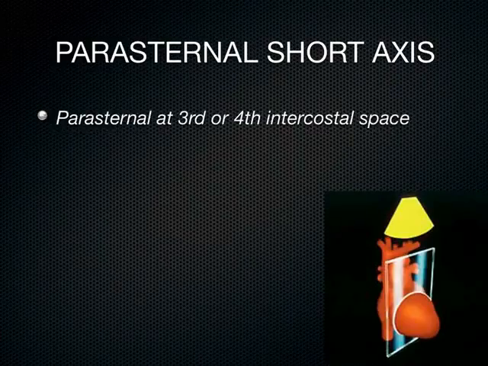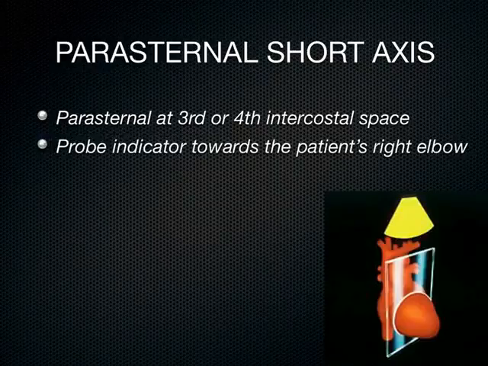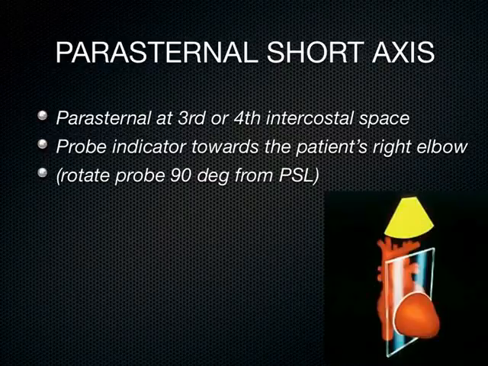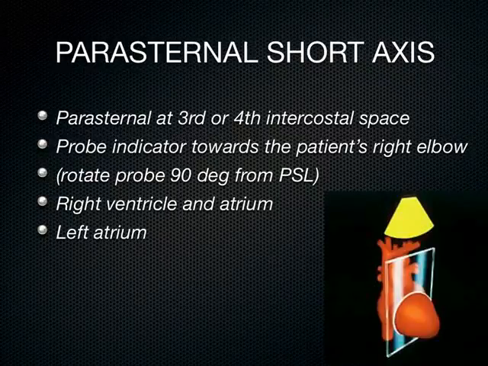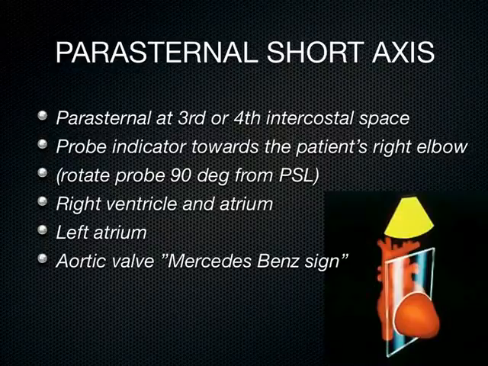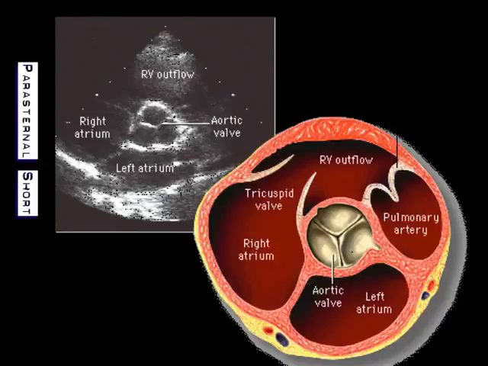The short axis is just like the long axis, except now we have the indicator aimed to the patient's right. So you start from that left elbow in the parasternal long, and then you rotate it to the patient's right elbow, 90 degrees from where you found the best parasternal long. And basically, you're going to see the right ventricle, you're going to see the atrium seen very easily, and also the left atrium. You can see down to the aortic valve, which is the Mercedes-Benz sign. Sometimes you can make out the pulmonary valve as well. This is a still image here of that Mercedes-Benz sign.